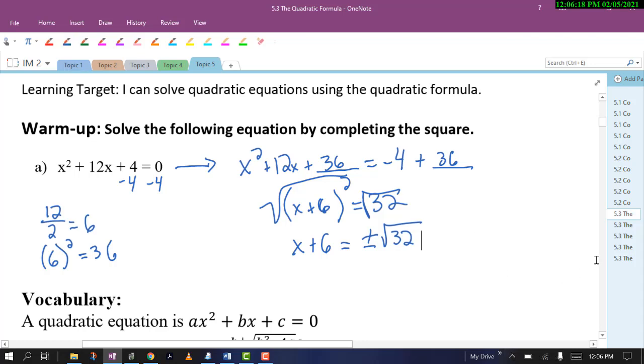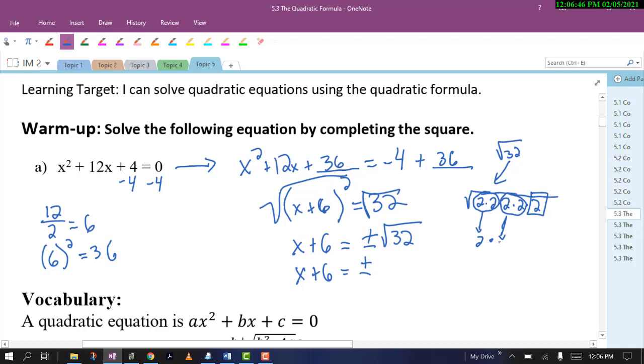Now, we probably want to simplify the root 32 at this point. Well, I'm lazy. I'll just tell you what it is made up of. It's made up of 5 2's. So we have a pair. We have another pair. But this guy doesn't have a pair. So it's x plus 6 equals plus or minus, and we got a 2 for this one, a 2 for this one, and then that 2 is still inside the square root. So multiply that 2 and the 2 on the outside, we get 4 root 2.